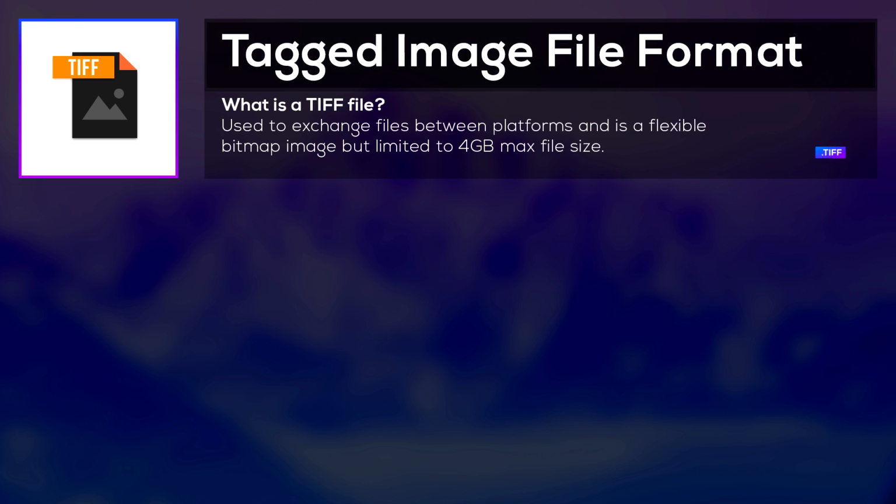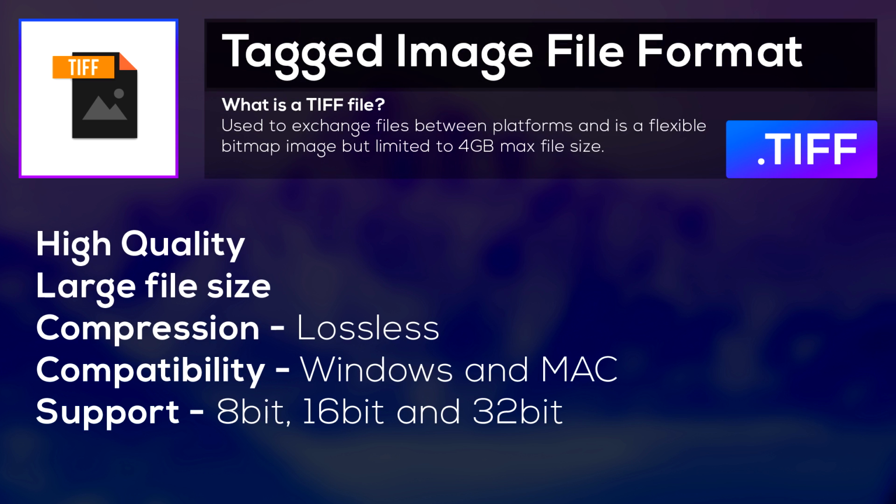And of course, the very last one we have is TIFF. This is short for Tagged Image File Format. A TIFF is used for, let's say you wanted to save your image, which is 32-bit, and you wanted to save in high quality with no compression. You would use TIFF because this one is lossless. It supports 8-bit, 16-bit, and 32-bit.